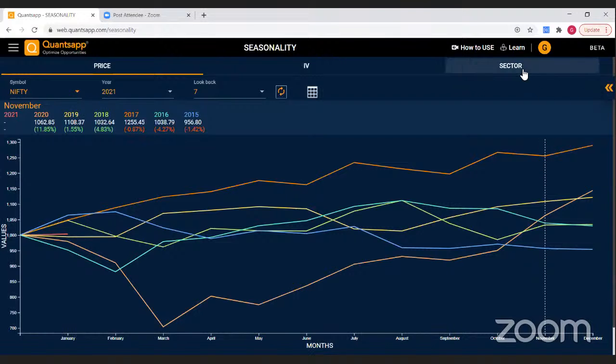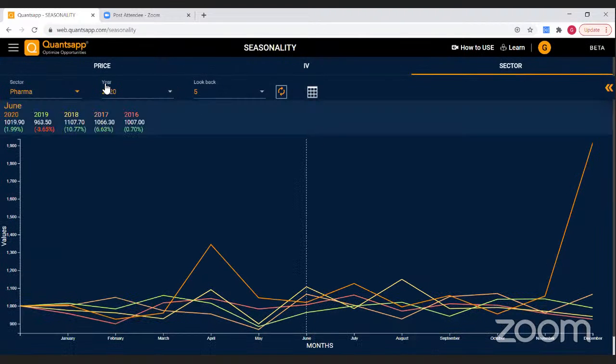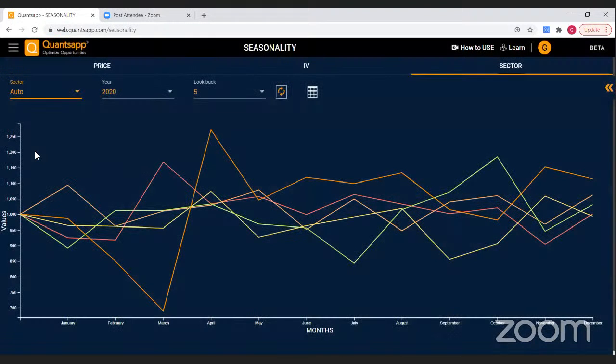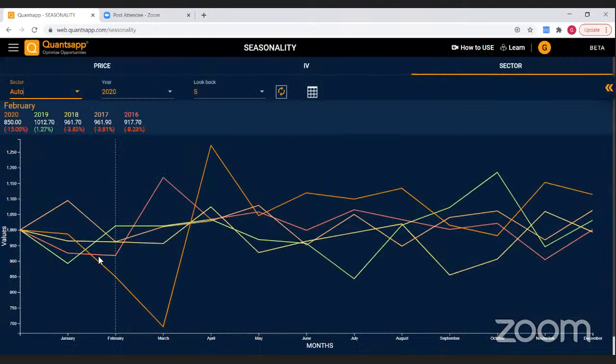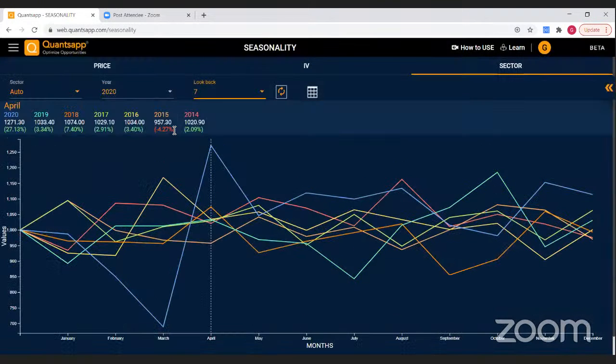Now if I jump to the sector wise, we'll see a lot of different sectors. Particularly, let's take the auto and see how the auto behaves. If you see this particular dark orange line, that's an outlier, that's 2020. So if I keep this aside and look at the last 7 years, how a particular sector has behaved.